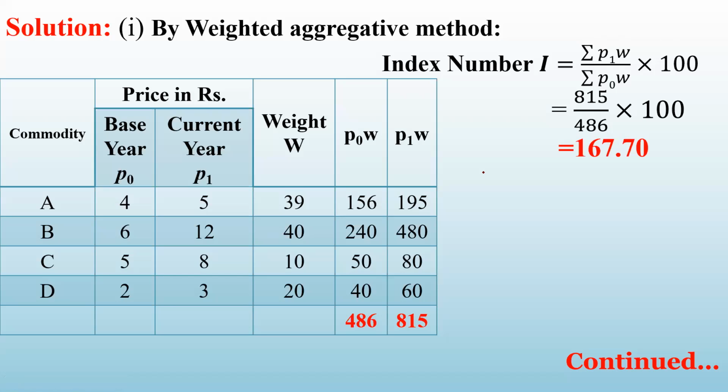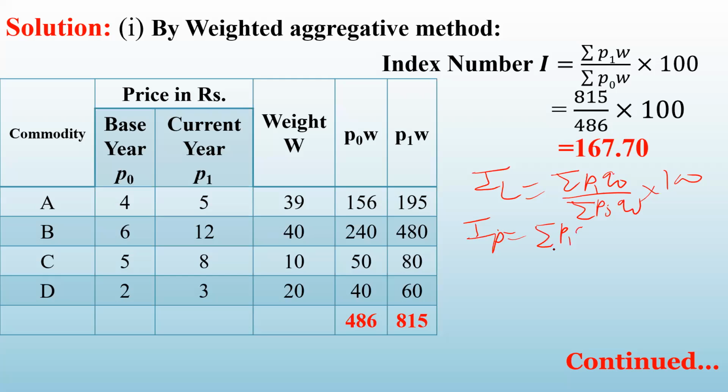So IL is what? IL is summation of P1Q0. In place of W, you put Q0. This is IL. IP is what? In place of W, you put Q1. Q1 means quantity consumed in the current year. Okay, you get IP. Then IF, that is Fisher's index number, is the geometric mean of IL and IP. What is the meaning of geometric mean? You multiply IL and IP and take the square root.